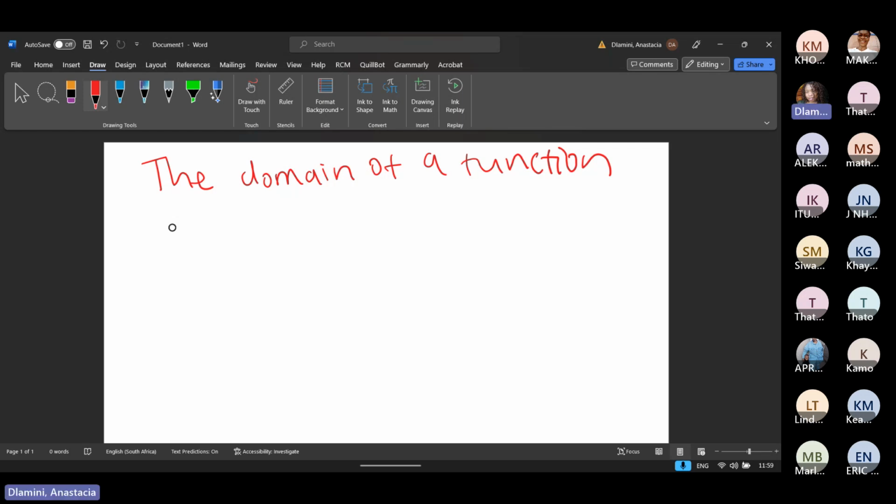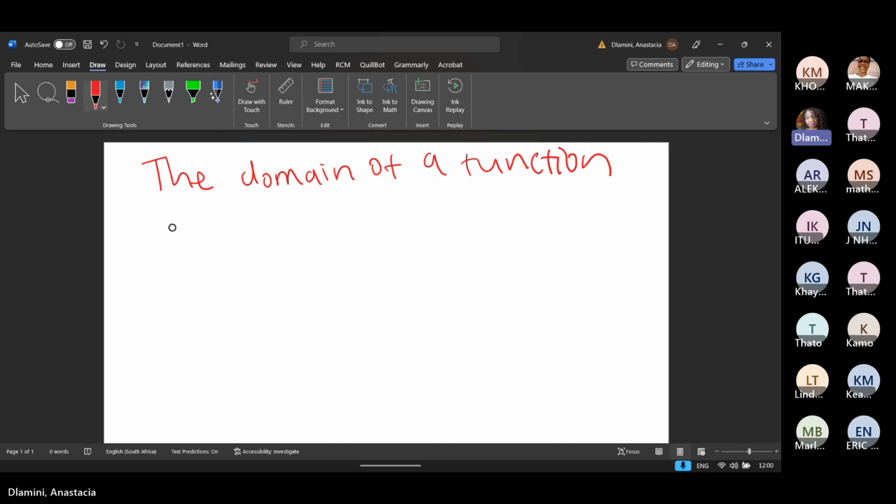And then if you're going to write the domain, know how to write it in set notation and also in interval notation. I'll show you how now. So this is an example in the textbook. I just forgot what page it is. But we have A equals to, what did it say?